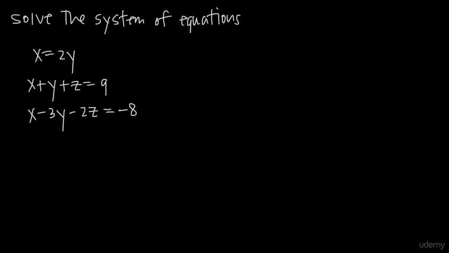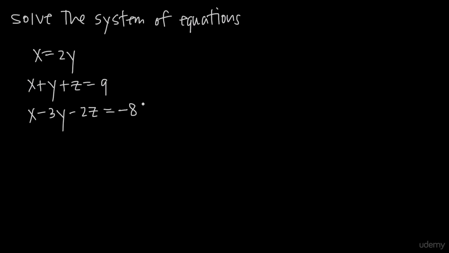In this video, we're talking about how to solve a system of linear equations. In this particular problem, we've been given a system of three equations. We have x equals 2y, x plus y plus z is equal to 9, and x minus 3y minus 2z is equal to negative 8. So we have three equations and three variables.